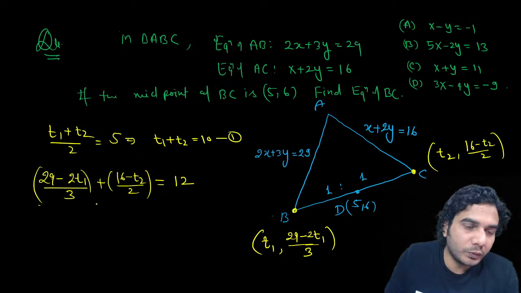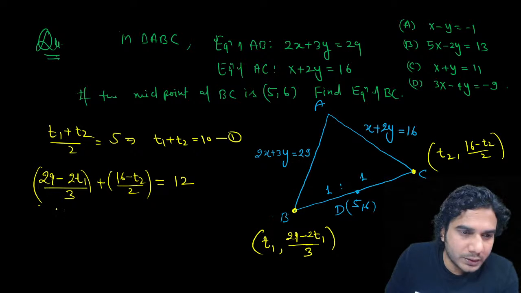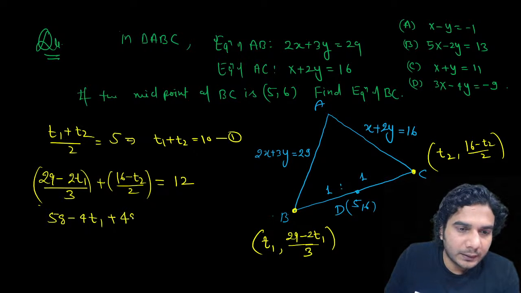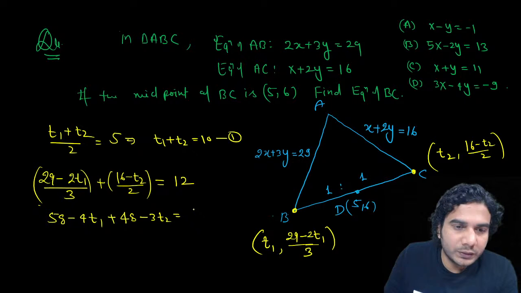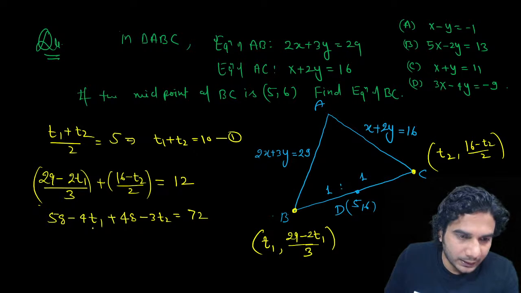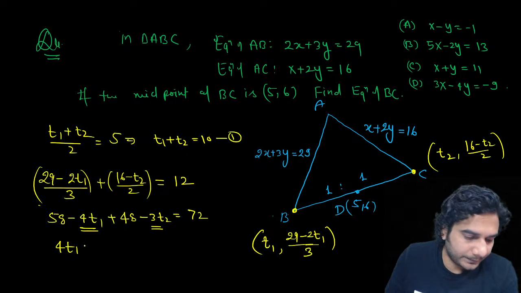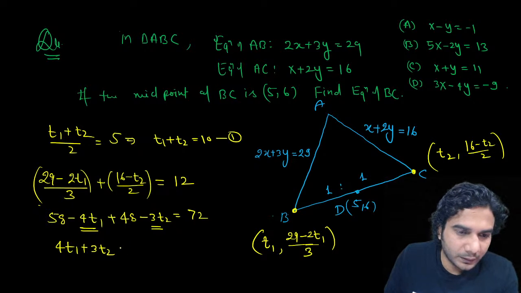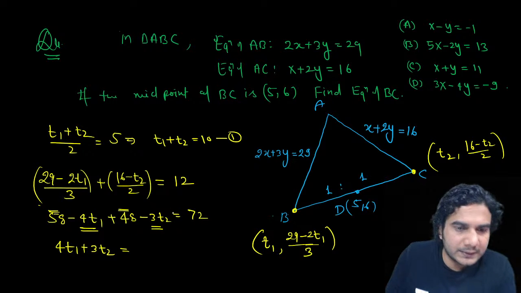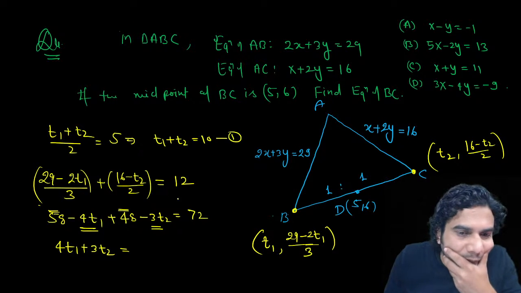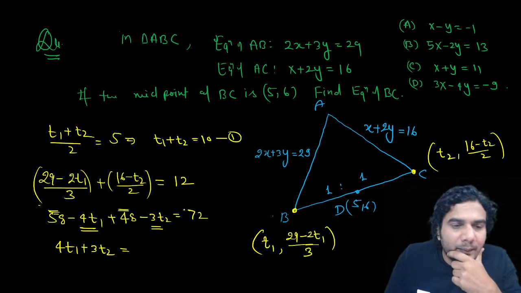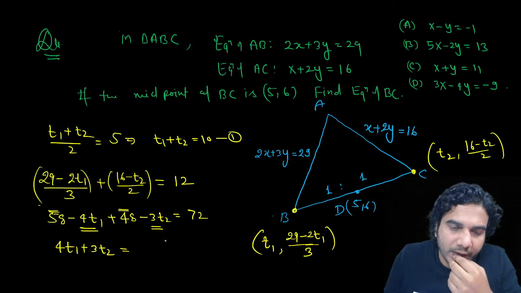I am cross multiplying, it will become 12. Now also take the LCM. So 29 into 2 is 58, minus 4t1, plus 48 minus 3t2, is equal to 12 into 6, which is 72. So now write the numbers. It is 4t1 plus 3t2. C is the right answer actually. What's your answer, Gia? You got it? Gia is getting A. Okay, it's C. 4t1 plus 3t2 is equal to 58 plus 48 minus 72. How much is this? 106 minus 72 is 34. This is relation number 2.